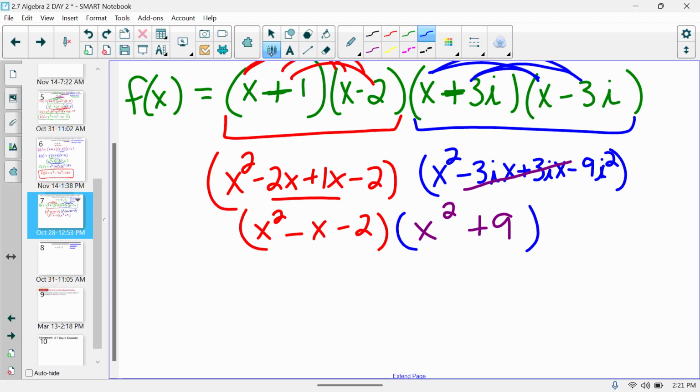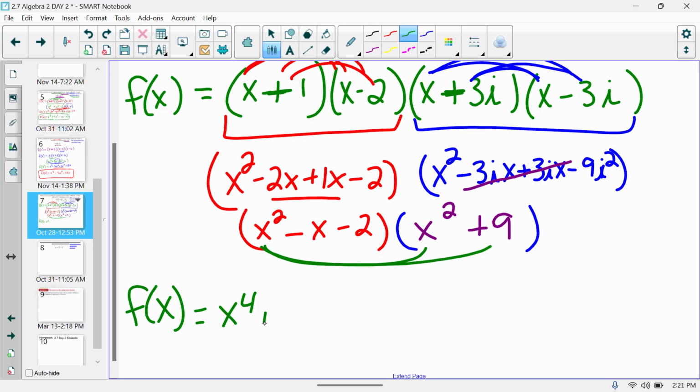So if we want to go on from here, again, you got to take this whole polynomial times that. So we could draw a box if we want to, a 3 by 2 box, or we can just go ahead and do the distributive property. So we'll do x squared times x squared. That's going to be x to the 4th. Outer x squared times 9 is positive 9x squared. Move on to here. Negative 1x times x squared is negative 1x to the 3rd, right?